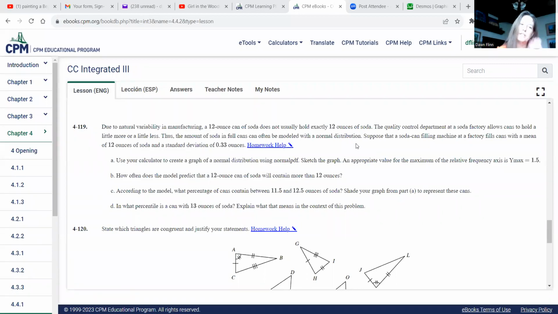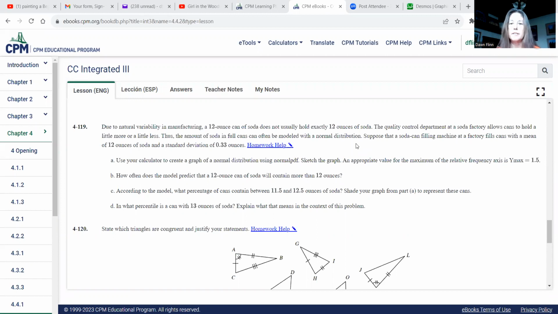Okay, this is Integrated 3. It's problem 4-119. It says, due to normal variability in manufacturing, a 12-ounce can of soda does not usually hold exactly 12 ounces of soda. The quality control department at a soda factory allows cans to hold a little more or a little less. Thus, the amount of soda in full cans can often be modeled with a normal distribution.